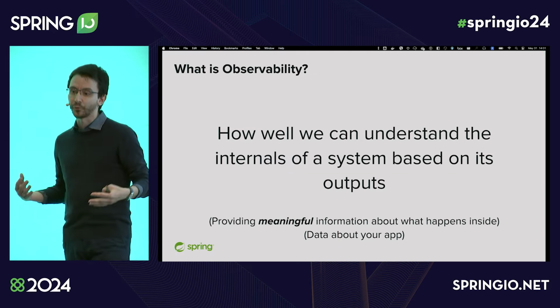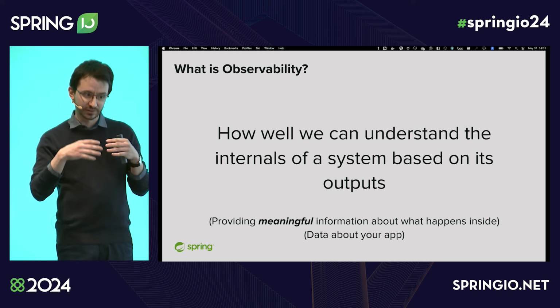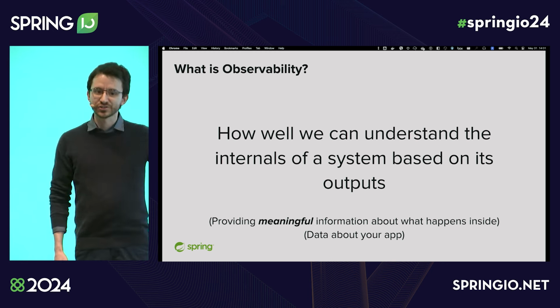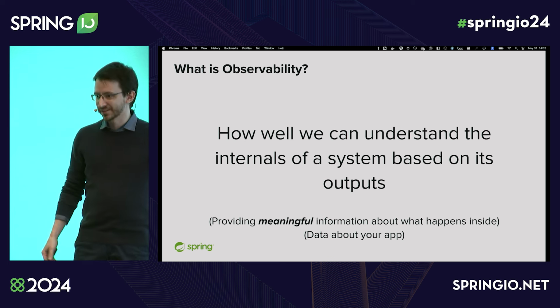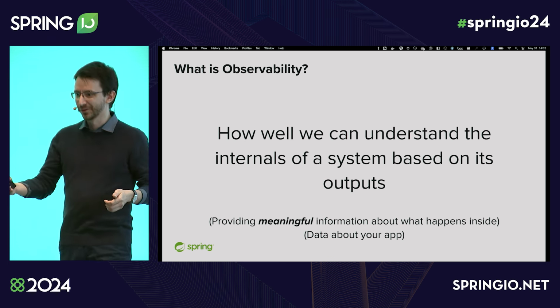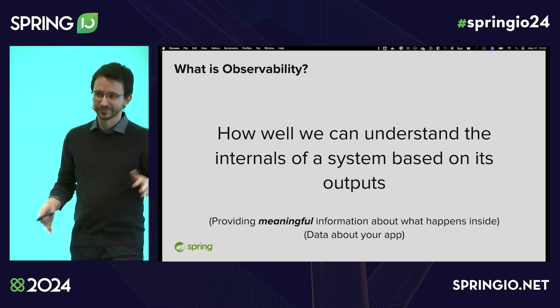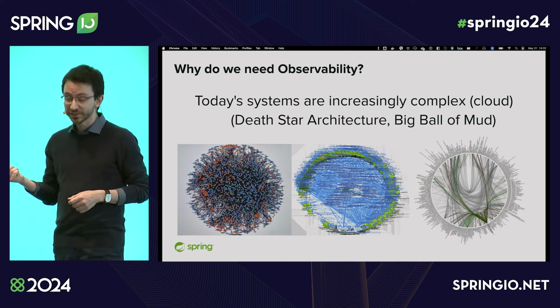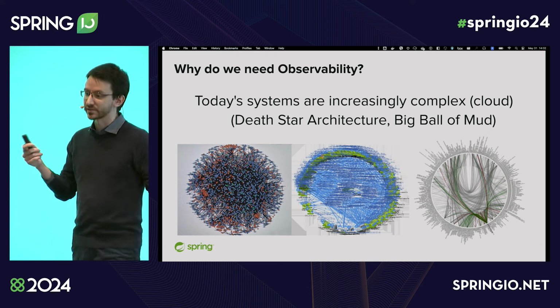Let's cover the basics. For this talk, we will define observability like this. It is basically how well we can understand the internals of the systems based on the outputs that it provides. And this is just a fancy way of saying observability is basically data about your application. What data? We will cover some of those scenarios. But let's talk about why do we need it, because this is rather important.